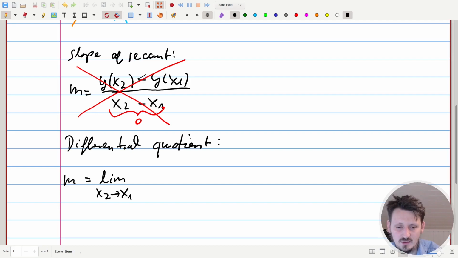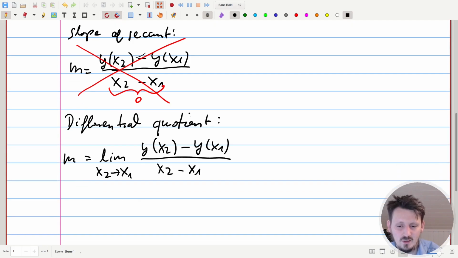So then we can write here y of x2 minus y of x1 divided by x2 minus x1. Okay, so you can see in principle it looks exactly how we have written it down before. The only difference is that now we have inserted this limit in front, and then basically it's done. We don't have to do anything further. This is already our derivative of y. We can write it here, y prime.